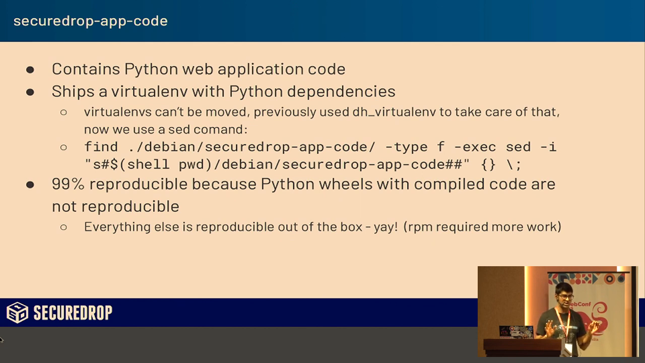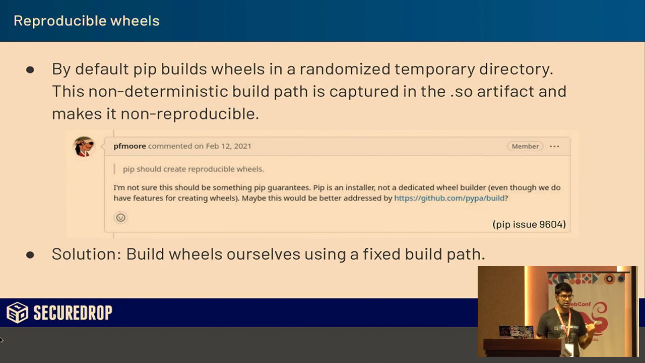And in Debian, it's very easy to get reproducible packages. We actually spent a lot more time getting RPMs to be reproducible. But the reason these Python wheels are not reproducible is because by default, pip builds into a randomized temporary directory, and that temporary directory, the build path, is then captured in the binary artifact. And because it's a randomized directory and changes every time, it becomes non-reproducible.